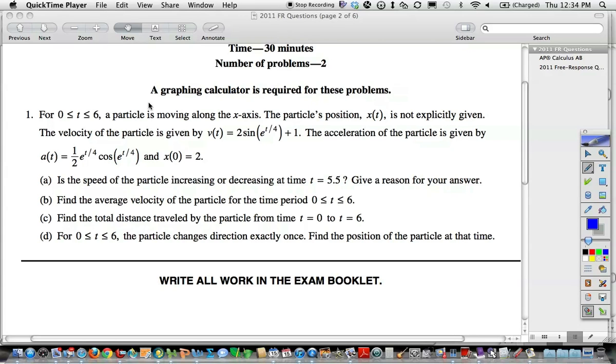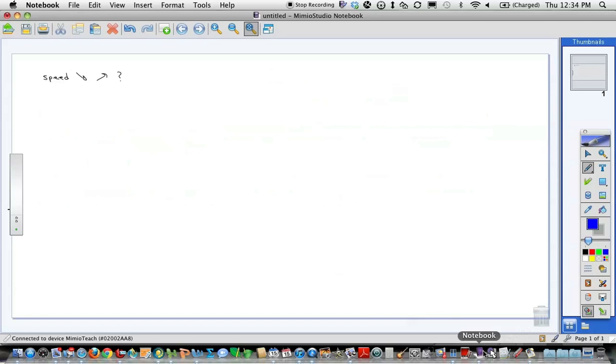So, number 1, is the speed of the particle increasing or decreasing at t equals 5.5? What'd you say? Decreasing. Okay. So, speed decreasing or increasing is the question, and we're saying that. You're saying decreasing? How did you get that? Acceleration is zero. Acceleration is negative.